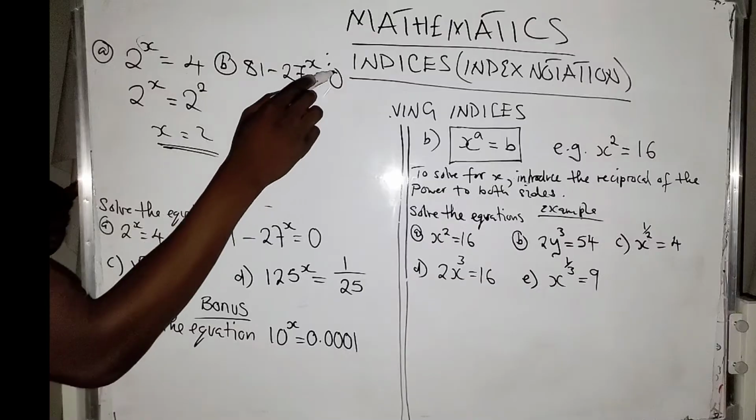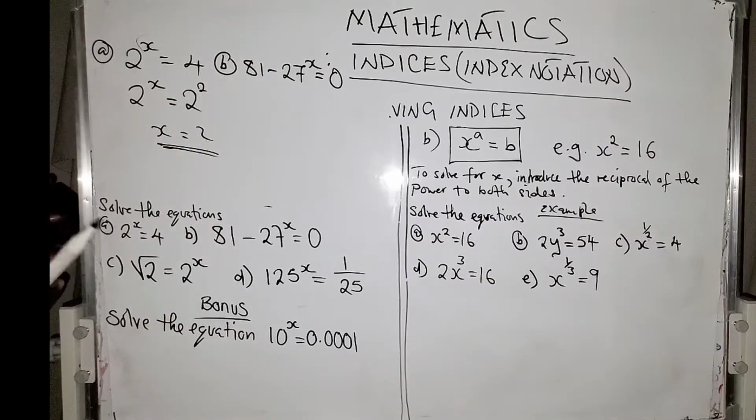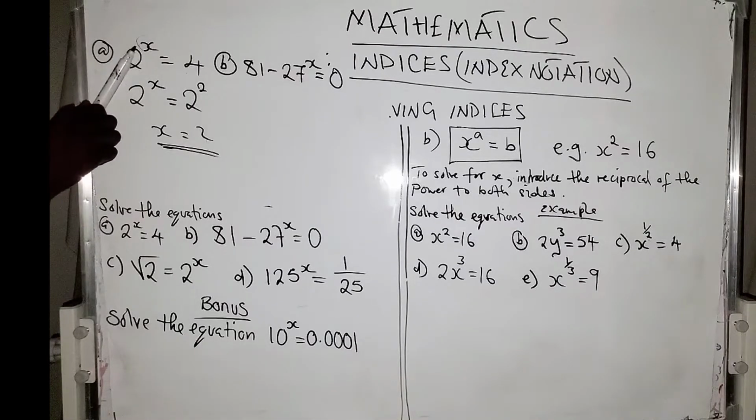Now, when you look at this in the exam, as long as the power is a variable, just know that this is indices. The question is involving what? It shouldn't confuse you. You should just have two terms, the one on the left and the other one on the right hand side.